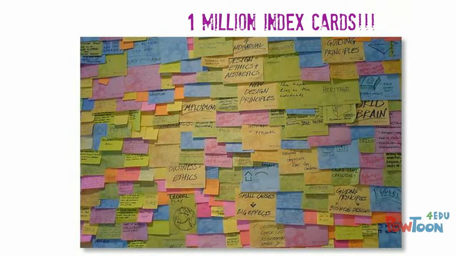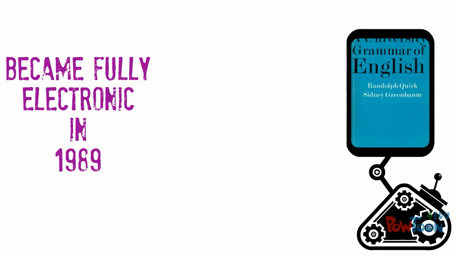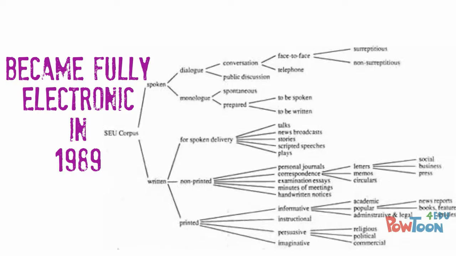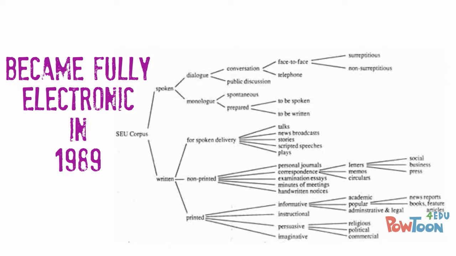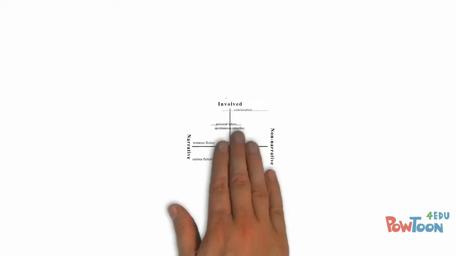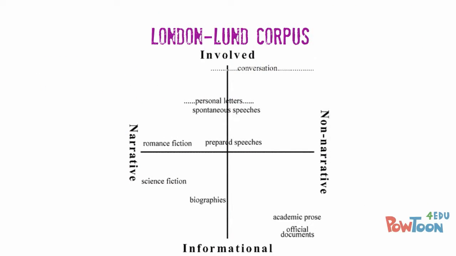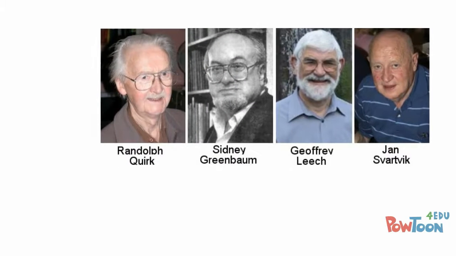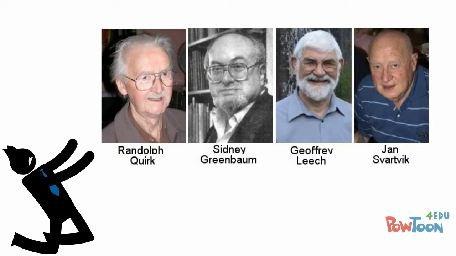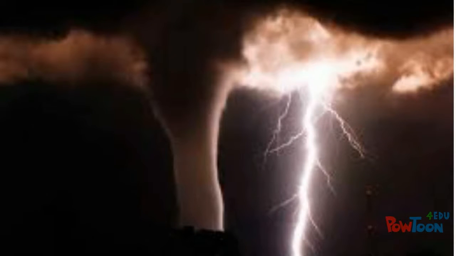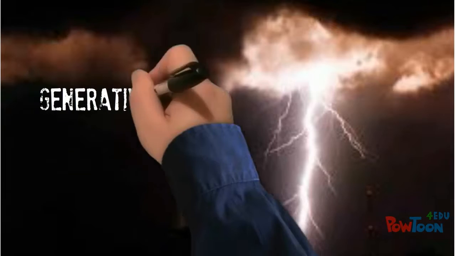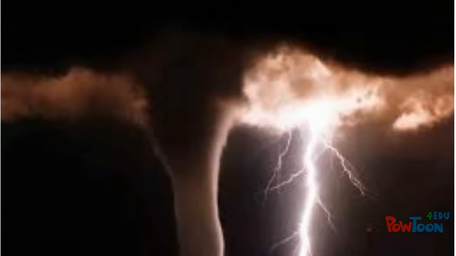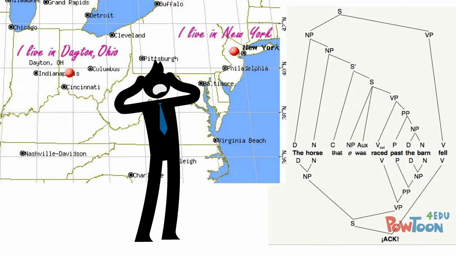Again, huge undertaking. The corpus became fully electronic only in 1989, and the spoken part became known as the London-Lund corpus. To this day, it's still used in language research. Despite Quirk's work, corpus linguistics hit kind of a black hole in the 1950s, when generative linguistics came to the spotlight, and the amount of hard work it took to compile corpora was heavily criticized.